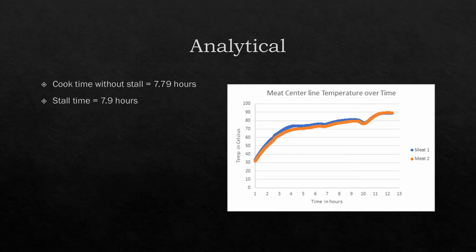So with the meat that we purchased and cooked, we took some measurements before, and we were able to use those in our equations and calculate the cook time. So the transient convection portion would be 7.79 hours, and the stall time would be 7.9 hours. When you add these two together, you'd get a cook time of roughly 15 hours.